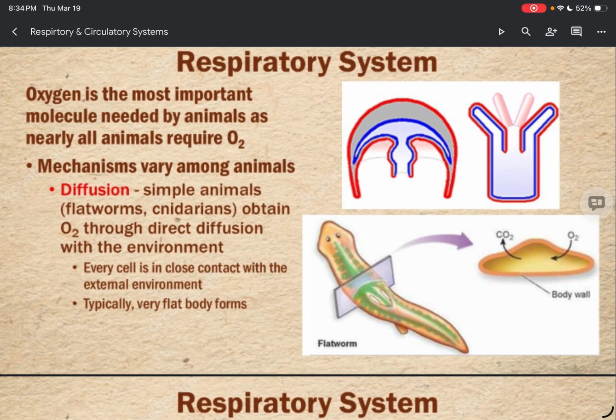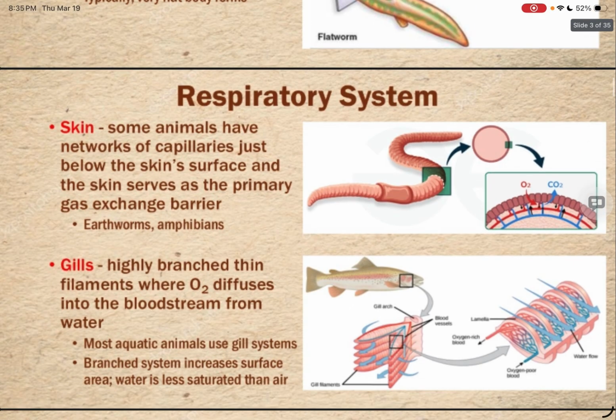So the most vital part is oxygen, because it's the most important molecule needed by animals, because nearly all animals require O2 for all of their processes. There are various mechanisms used among animals. The most common could be diffusion, and we see this a lot in simple animals like flatworms, and they obtain oxygen through direct diffusion with their environment. Every cell is in close contact with the external environment, and again, we see this in flat-bodied forms. Take a look at the photo on the right to see just how flat our flatworm friend is.